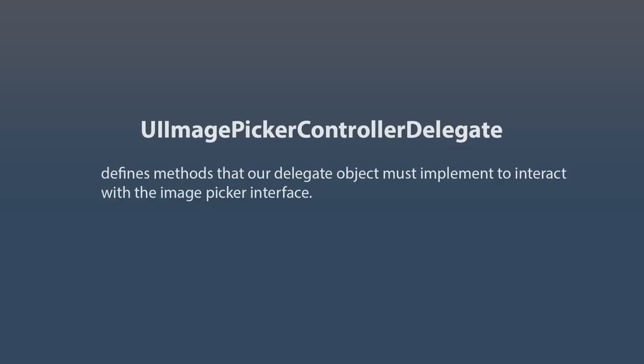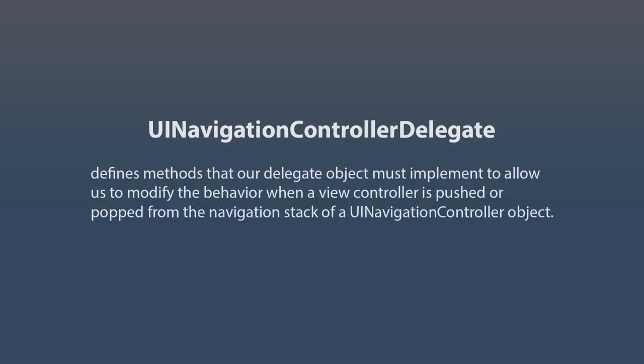UIImagePickerControllerDelegate defines methods that our delegate object must implement to interact with the Image Picker interface. UINavigationControllerDelegate defines methods that our delegate object must implement to allow us to modify the behavior when a view controller is pushed or popped from the navigation stack of a UINavigationController object. UINavigationController comes into existence when we create an instance of our UIImagePickerController class, as UIImagePickerController inherits from UINavigationController.